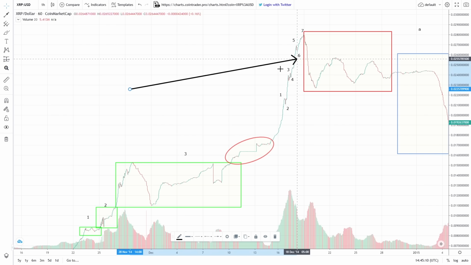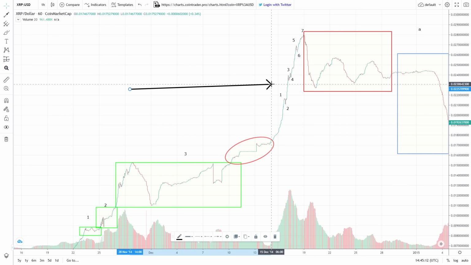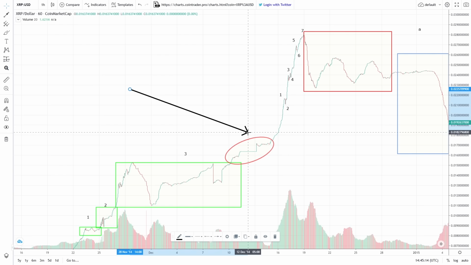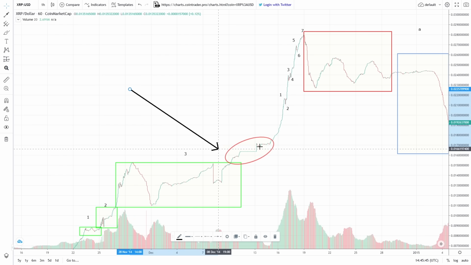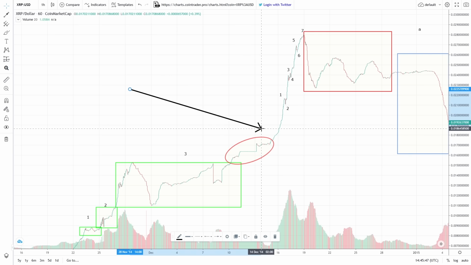Okay, so now that we looked at this one, believe it or not, this is not the only time this moment takes place where price gets above the high of the third corrective structure, but it's not going vertical. It happened again in 2017. Let's jump over to that time and examine it.